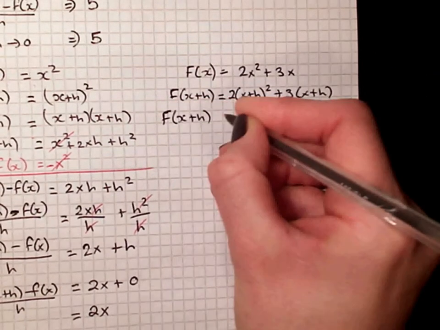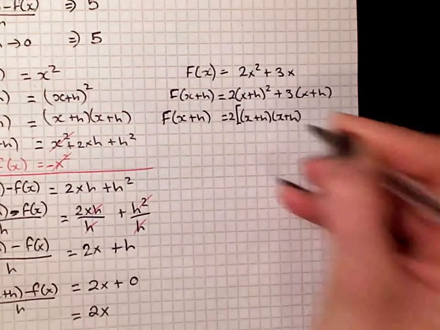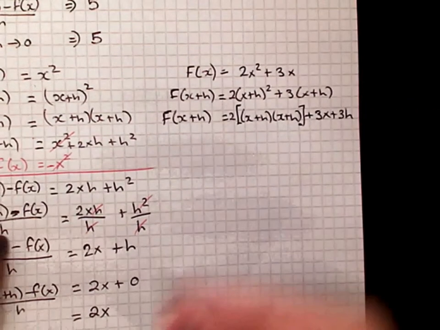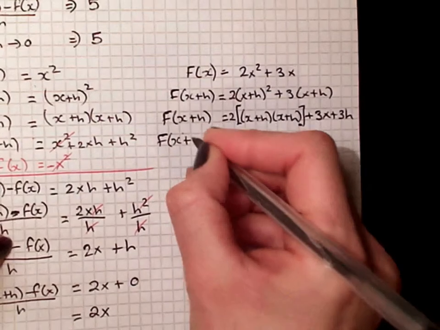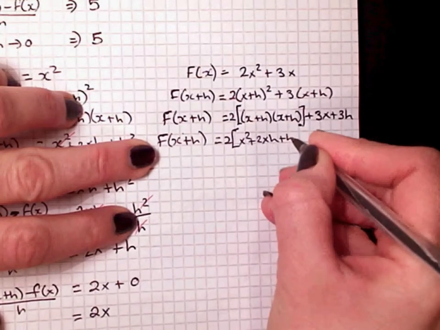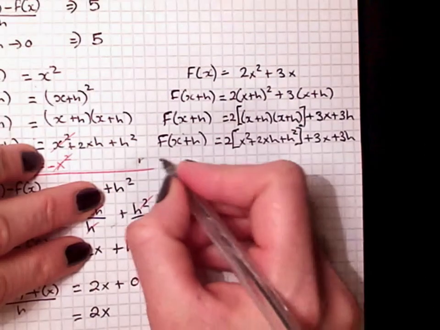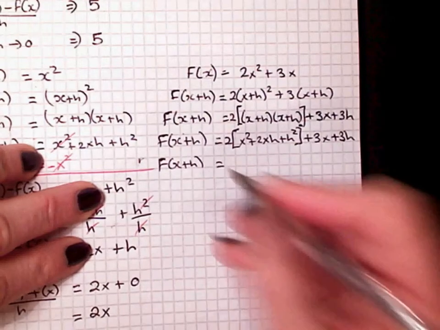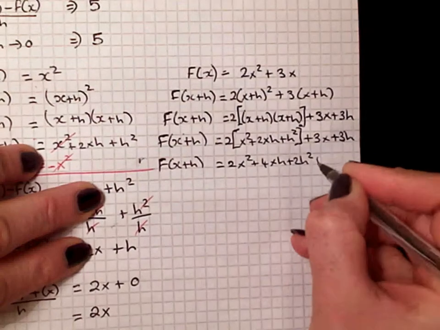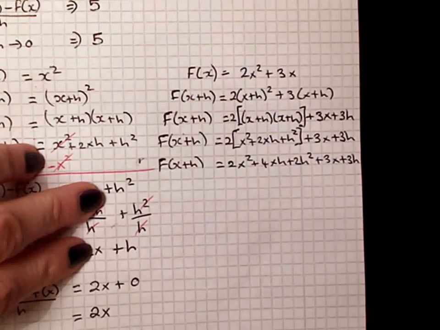Bit of working out, so it's 2 into x plus h by x plus h plus 3x plus 3h. So f of x plus h equals 2 into x squared plus 2xh plus h squared plus 3x plus 3h. So f of x plus h equals 2x squared plus 4xh plus 2h squared plus 3x plus 3h. So that's step 1 finished.